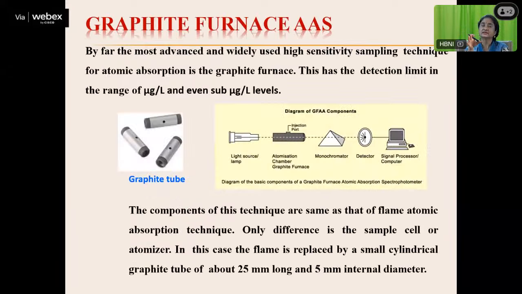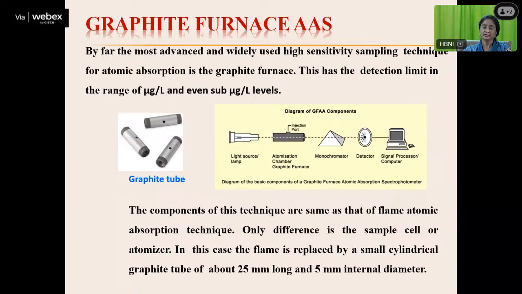The next variation of the atomic absorption spectrometer is the graphite furnace AAS. By far the most advanced and widely used highly sensitive sampling technique for atomic absorption is the graphite furnace. It has detection limits in the range of micrograms per liter, that is ppb, whereas in flame AAS it is ppm. Here it is ppb, meaning you can detect 1000 times smaller amounts in your sample, and even sub-microgram per liter levels can be analyzed.